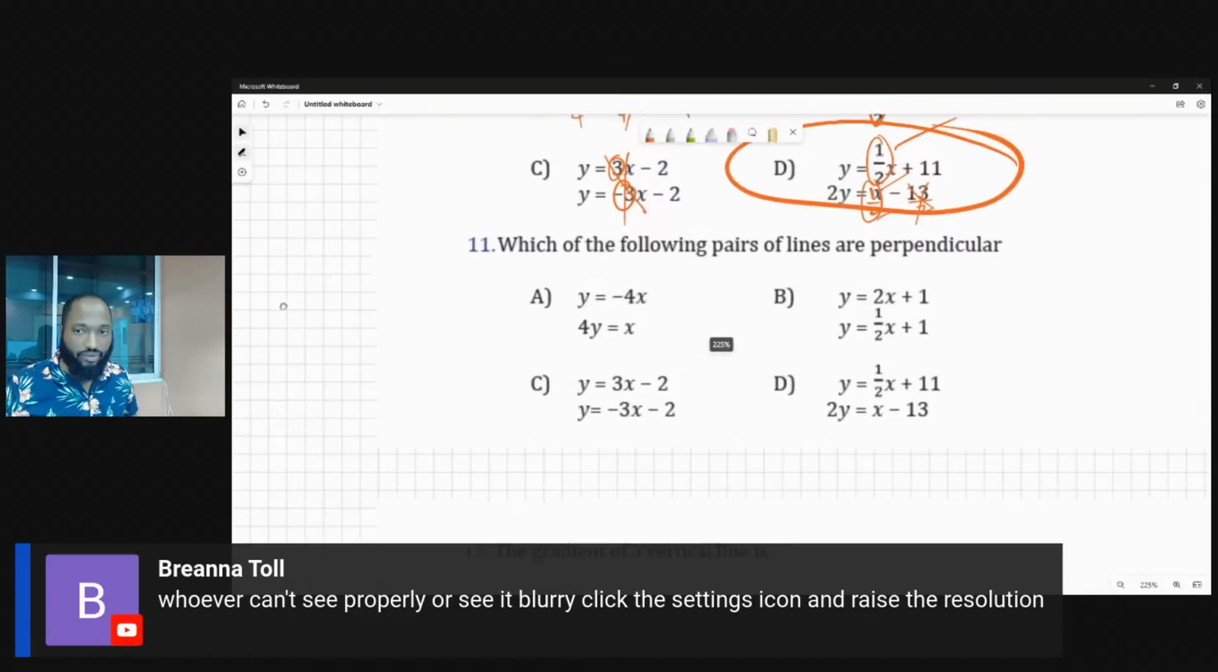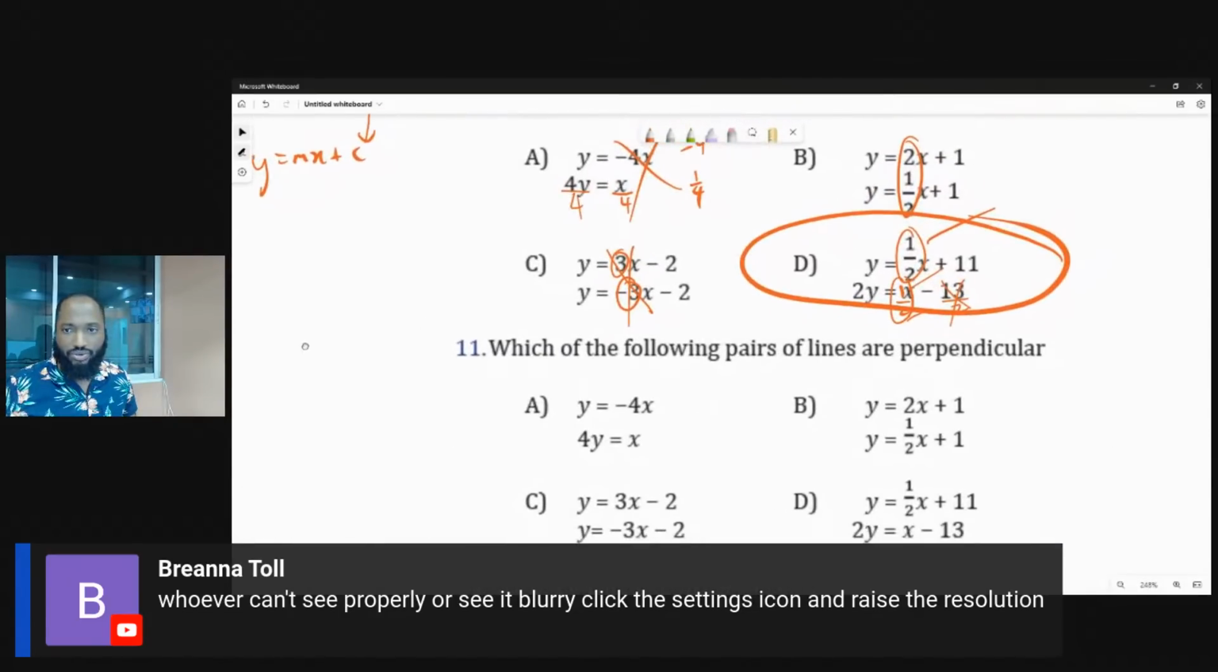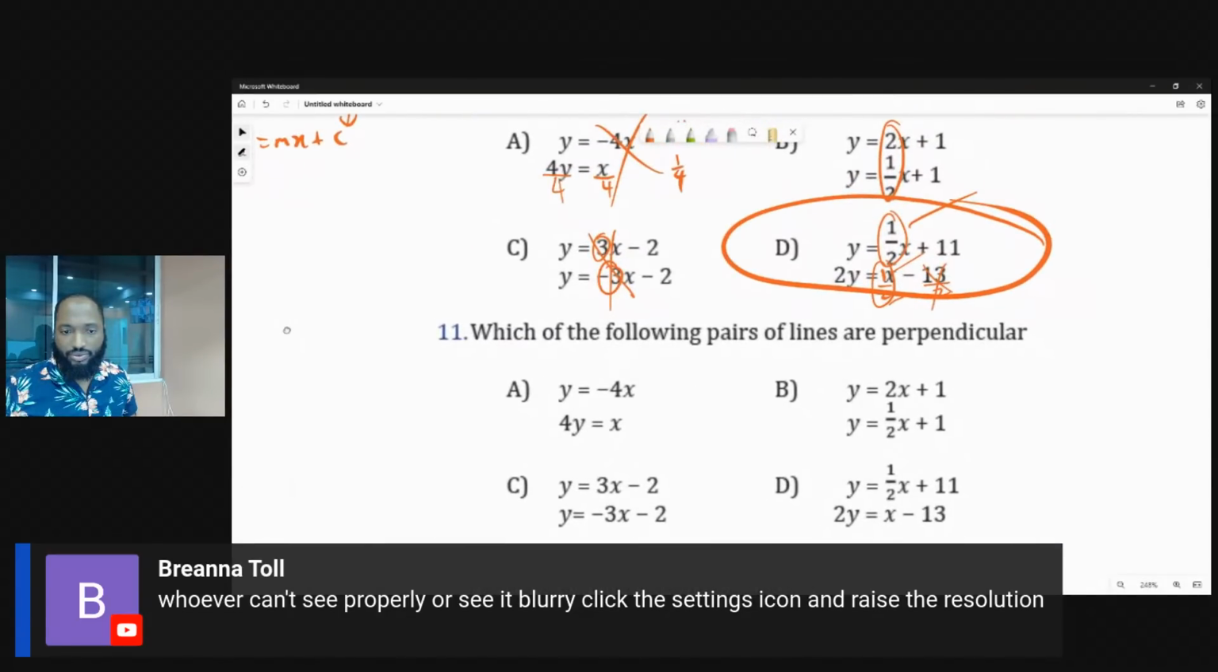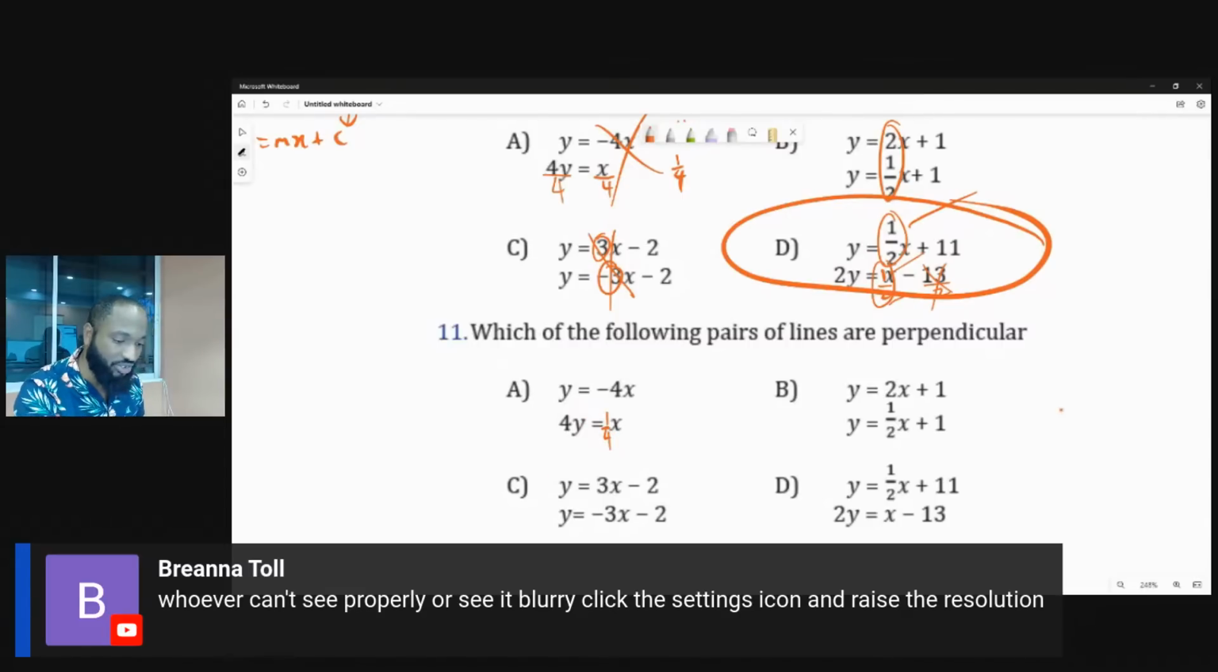Which of the following pair of lines are perpendicular? This is same as before. It has to be A, because when I brought this one across, remember, I turned it into a quarter. And perpendicular lines, the gradients are related in this format. One is the negative reciprocal, that's the word we use, the negative reciprocal of the other.